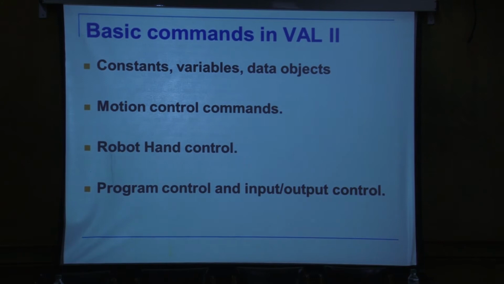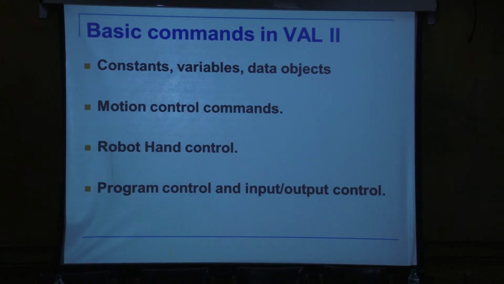The fourth part is program control, input output control. So if there is some interface with some other machine or with a sensor input coming somewhere, then this is the part that takes care of this sensor input, output, logical statements, etc. So the structure of the program will be something like this. We'll start off with constants, variables, data objects, then have motion control commands, then robot hand control, and then program control and input output. So the program will be having a structure which is like this.